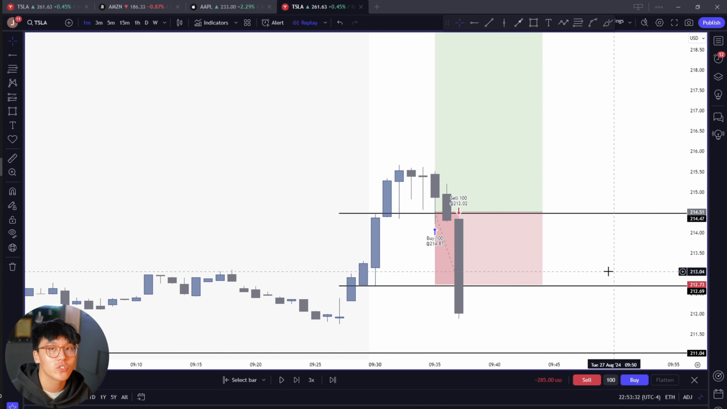So you can see right there, as soon as I entered, price immediately reversed and I ended up getting stopped out at your opening candle range low for a loss of $285. So that concludes our week of backtesting. Now let's go and see the results that this strategy has produced.